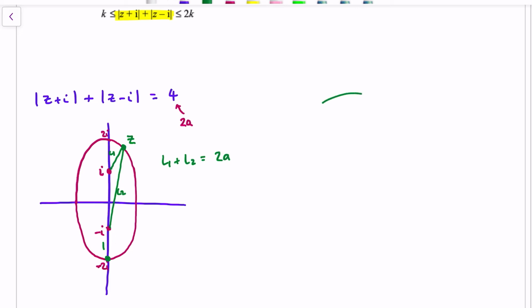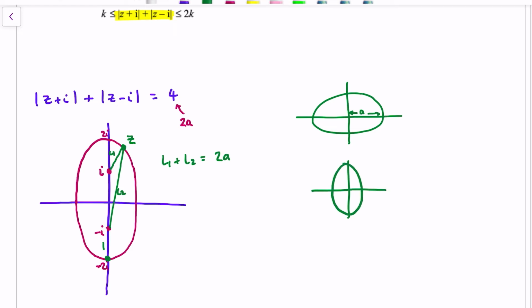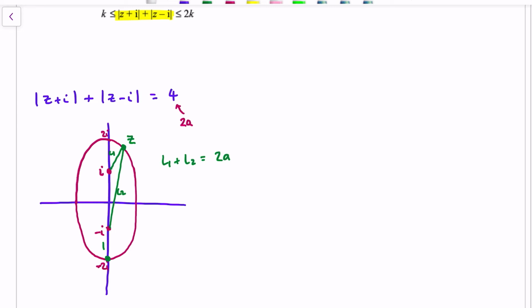In general, when you have an ellipse, if it's horizontal, then this is a, the distance from the center to the vertex on the major axis. If it's a vertical ellipse where the foci are on the y-axis, then that will be a. Okay, so if you're not sure about conics and you haven't seen that sort of thing before, then play around on Desmos and have a look at different equations of ellipses.